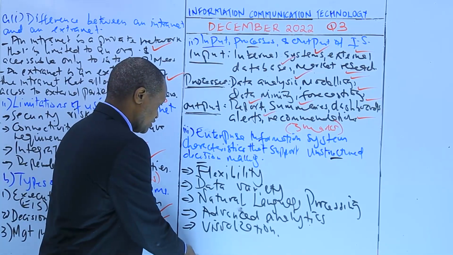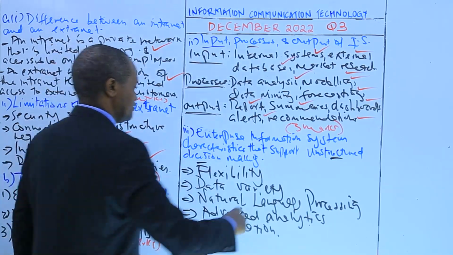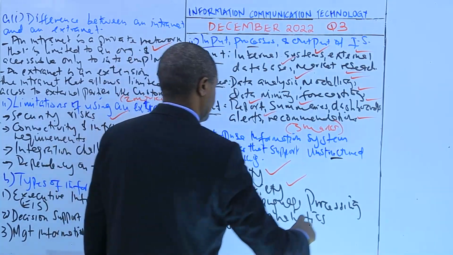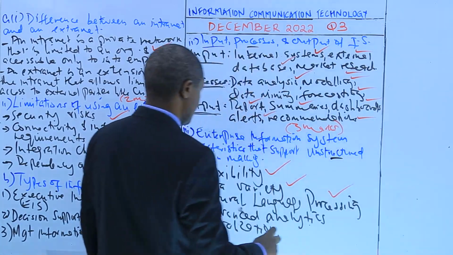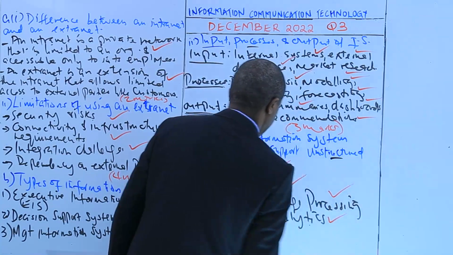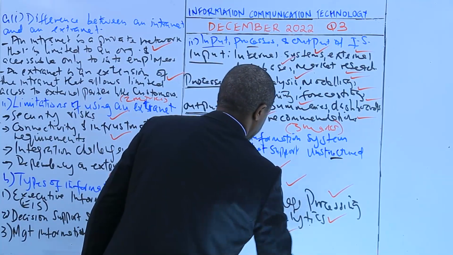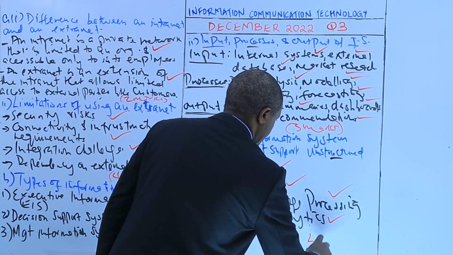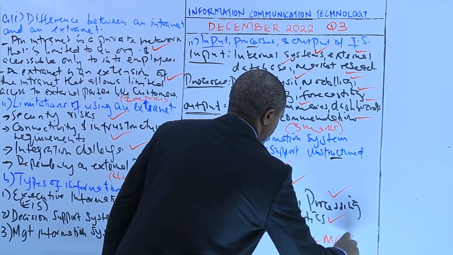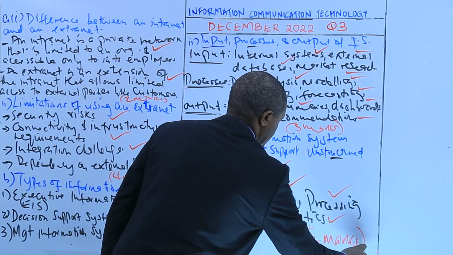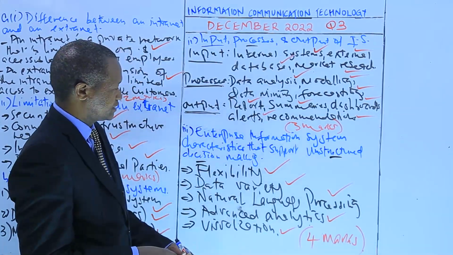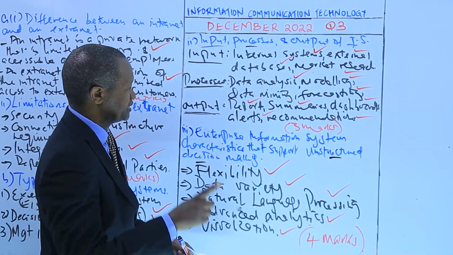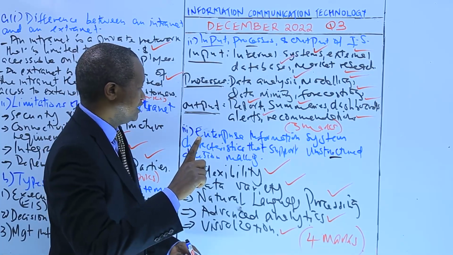So these are 5 characteristics. Candidates were to give 4, I've given you 5: flexibility, data variety, natural language processing, advanced analytics, visualization. Any 4 points here will earn you the 4 marks. So that is the answer to the question, enterprise information system characteristics that support unstructured decision making.